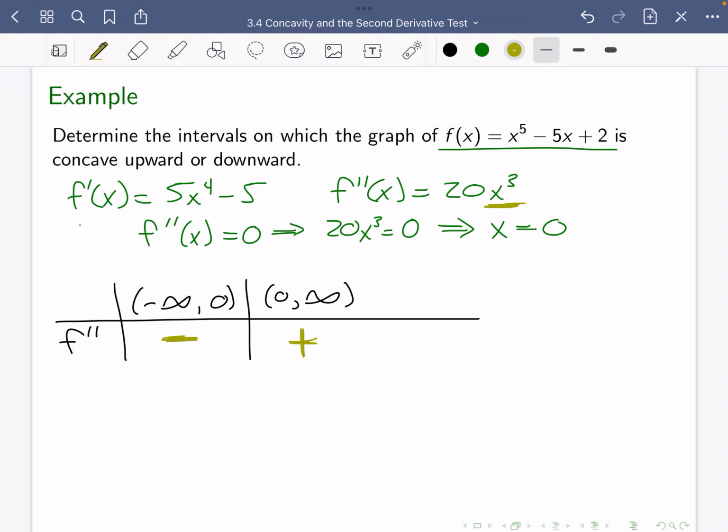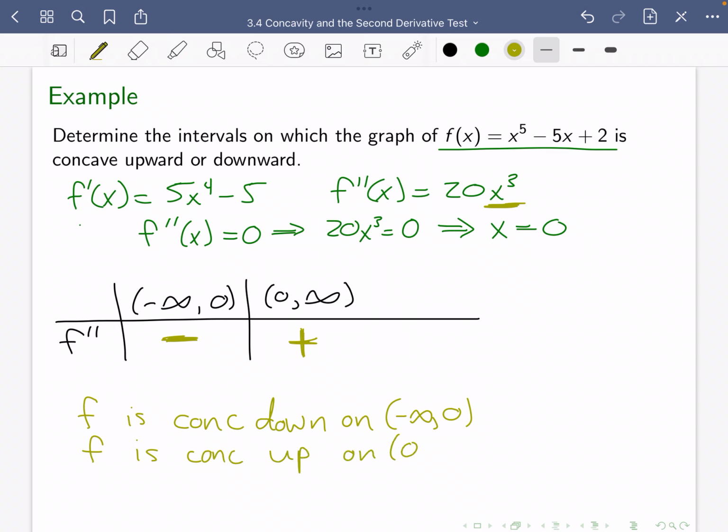And so what does that tell us? Well, it tells us that f is concave down on the interval from negative infinity to 0, and f is concave up on the interval from 0 to infinity.